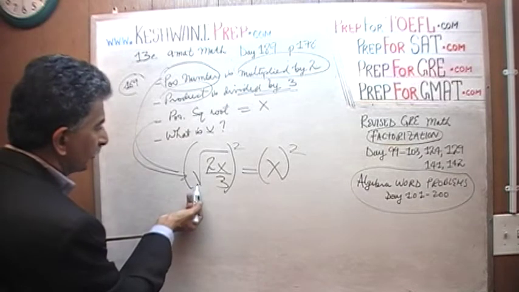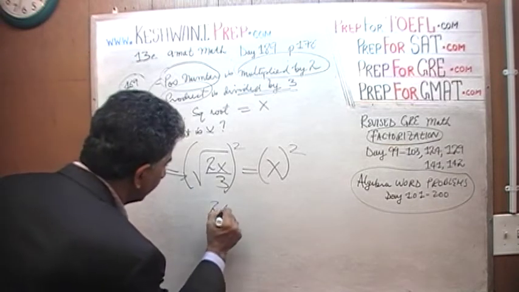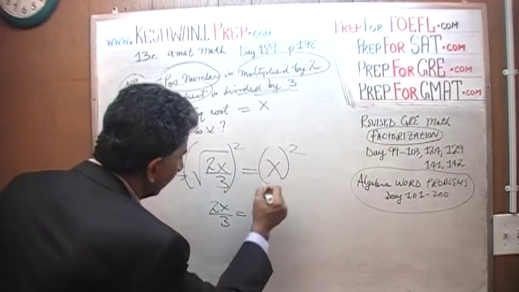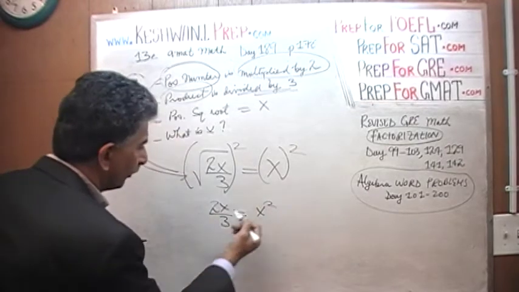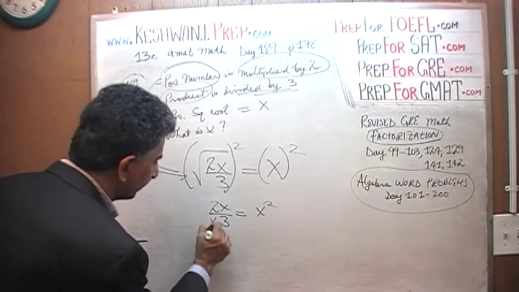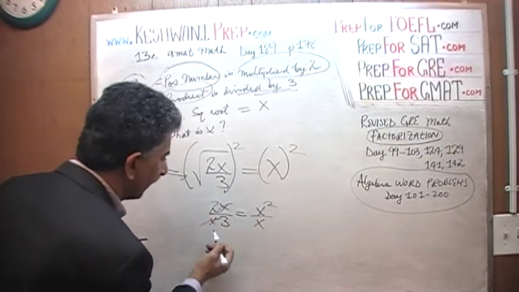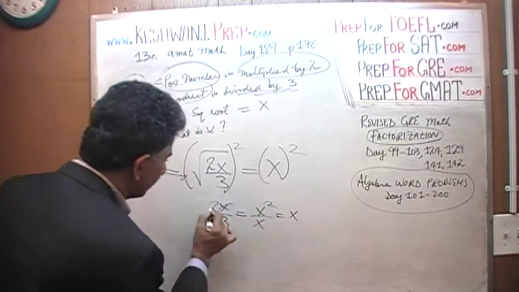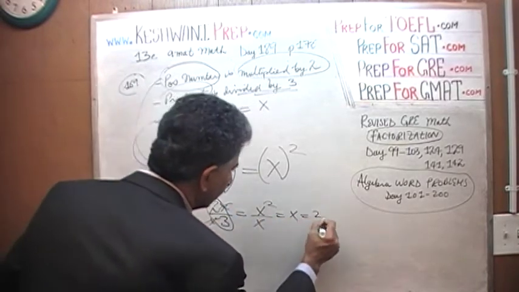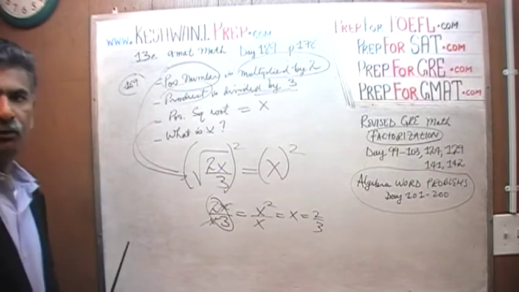So here, the square root sign is going to disappear and we end up with 2x over 3 equals x squared. We divide both sides by x. This x is going to drop out and this is going to be x, which is the same as 2/3. Voila. But of course we knew that all along.